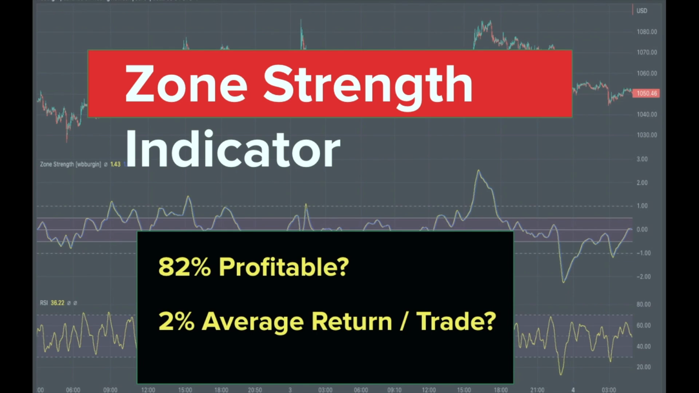Hello everybody, so today I'll go over my zone strength indicator. It is an 82% profitable indicator with a 2% average return per trade. This is just from my backtesting.